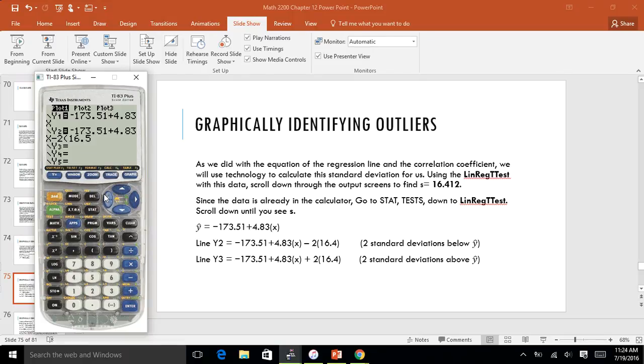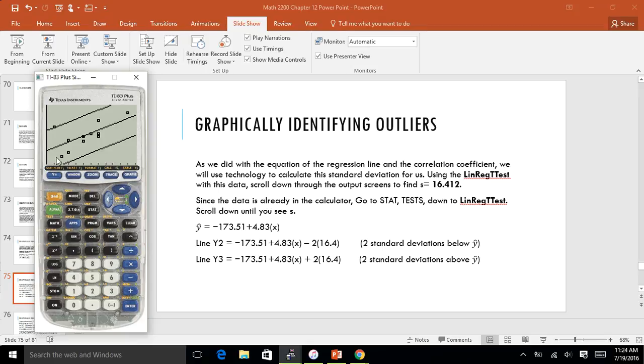I'm just fumbling it really badly today. Then I go down to this, and then I do negative 173.51 plus 4.83x plus 2 times 16.4. All right, so I've got it in there, right? So then I'm going to go zoom and do 9 again, and look what it did.